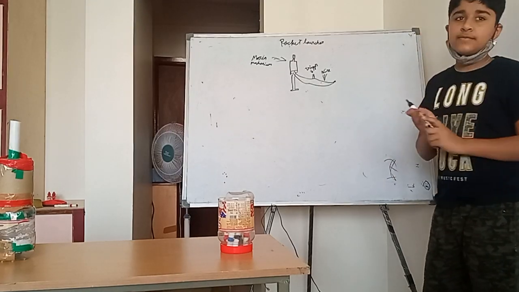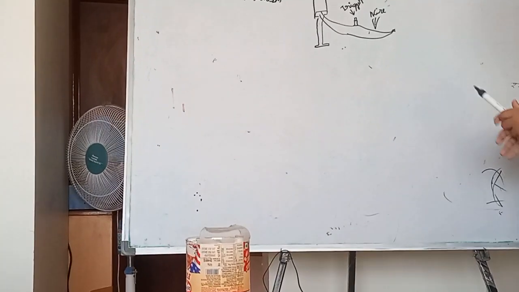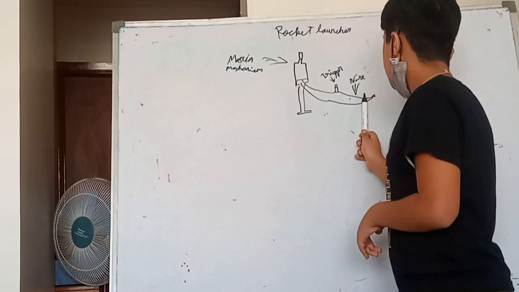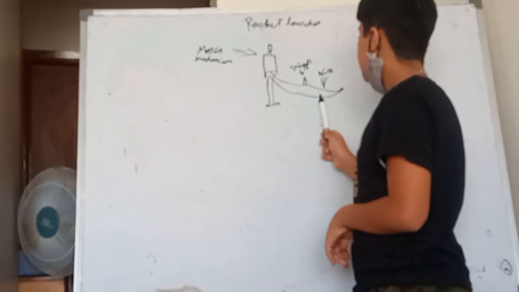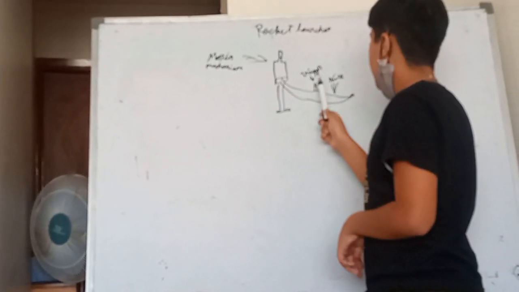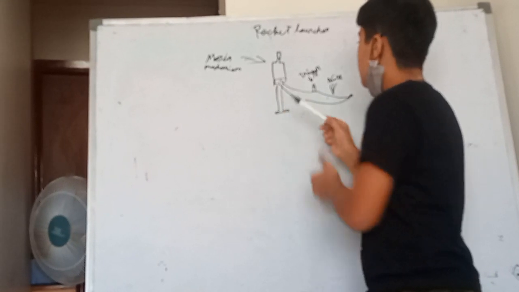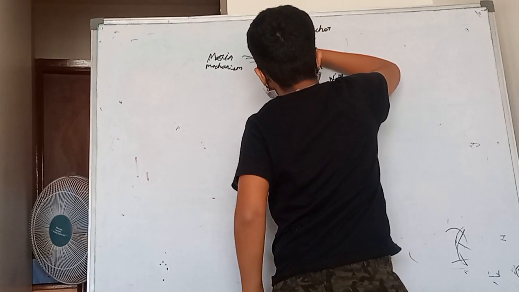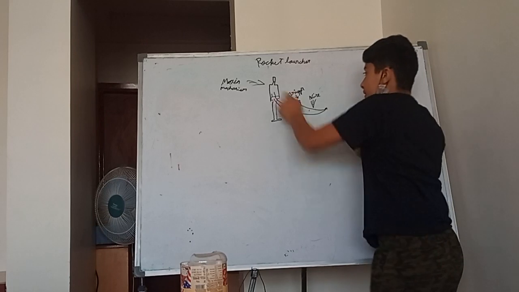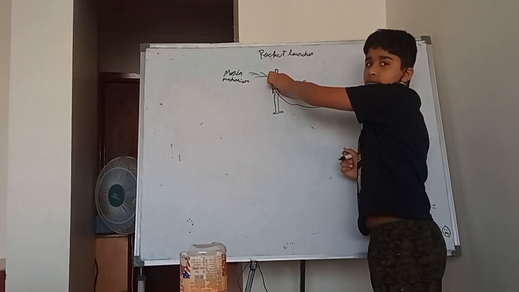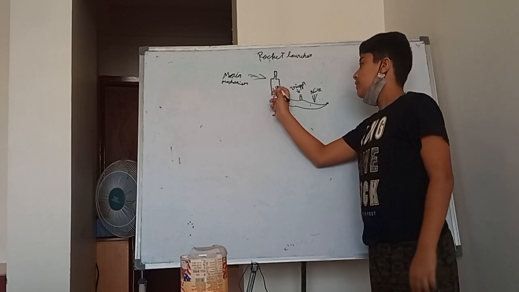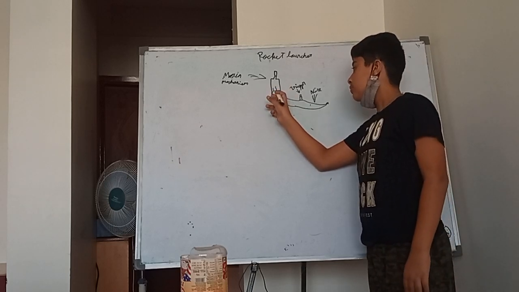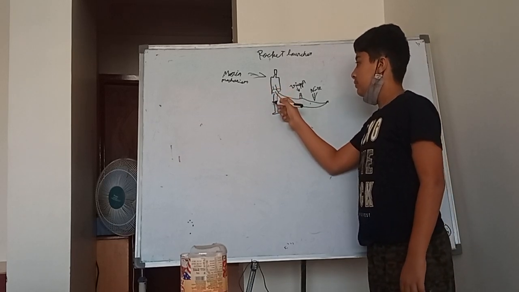So this is my design for a rocket launcher. How it works is this is a wire. This is a wire. This is a wire. This is a wire. The wires are connected to two needles inside the rocket. They are inside the rocket and are attached to the launching mechanism.